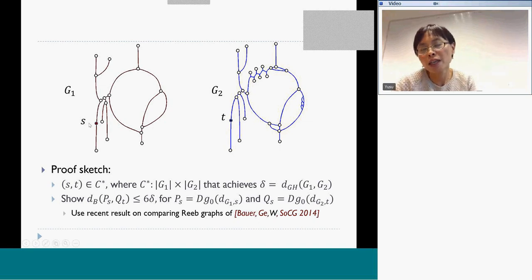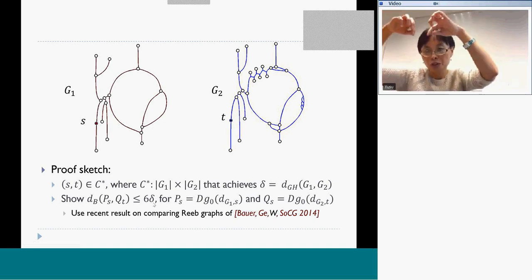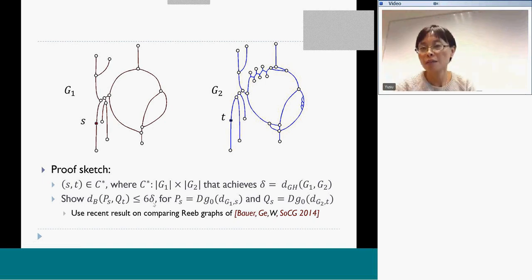Okay. So in other words, if you just take the corresponding pairs from the optimal correspondences that give us the Gromov-Hausdorff distance, then between any such two pairs, the bottleneck distance between their resulting persistence diagrams is also small. In other words, the images of S and T in the space of persistence diagrams will be two points that are also close by, as measured by bottleneck distance. To prove this, we need to leverage one of the recent results on comparing graphs developed by Uli Bauer and myself.